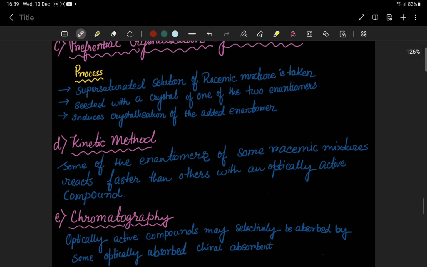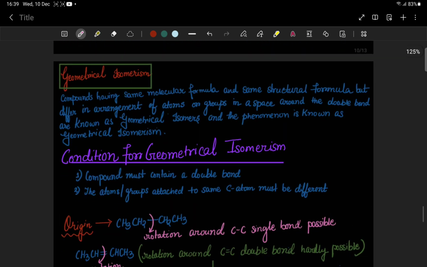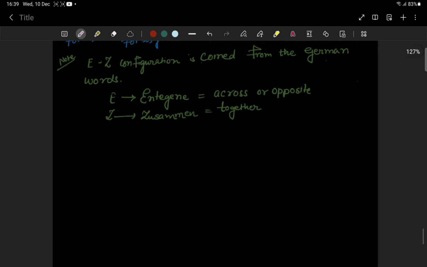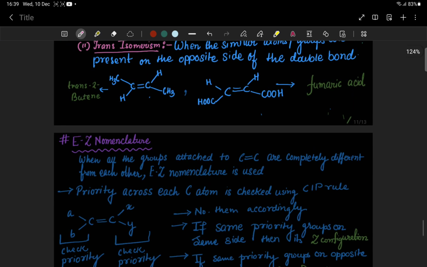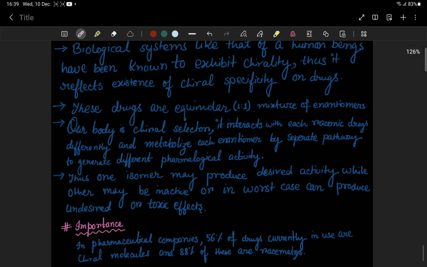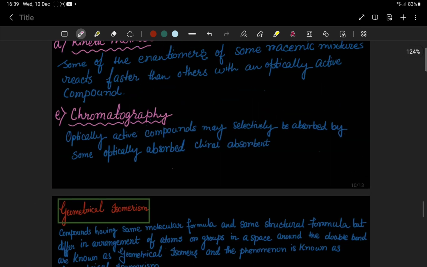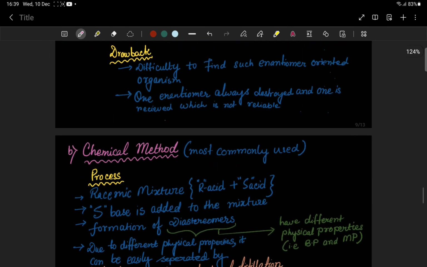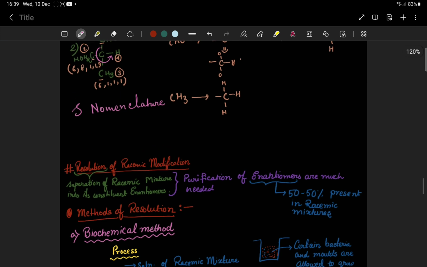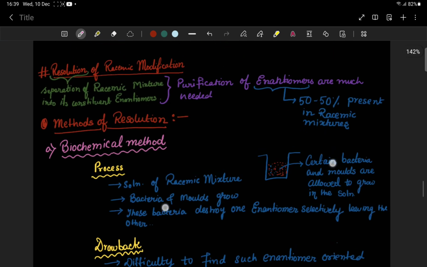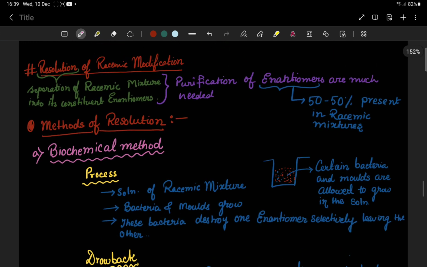Today's target is to complete the whole thing that is left for stereochemistry, because these are the minor parts. We have already covered the main part and chiral drugs as well, so it would need just a few minutes. If the lecture goes long, I request you to be patient, and I will try to complete it in the briefest way I can. So let's come to the topic.